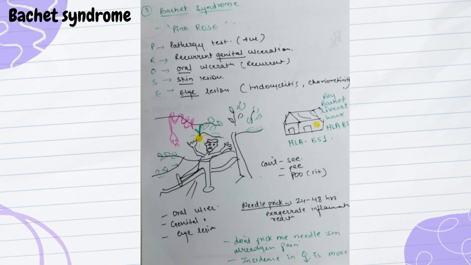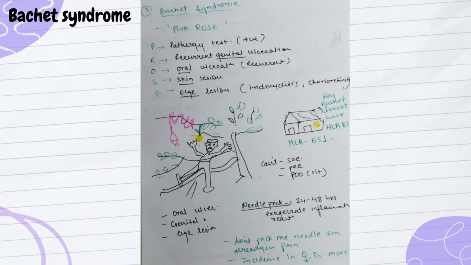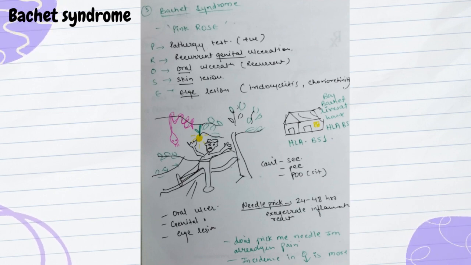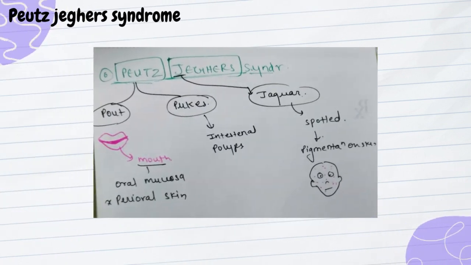In Behcet syndrome, incidence is higher in males, that's why I have drawn a picture of a boy or a man. And one more mnemonic is: boy Behcet lives at a house, HLA-B51. In this, the gene HLA-B51 is affected, and you can see the house and learn the mnemonic as well. In the next slide, we will see Peutz-Jeghers syndrome.